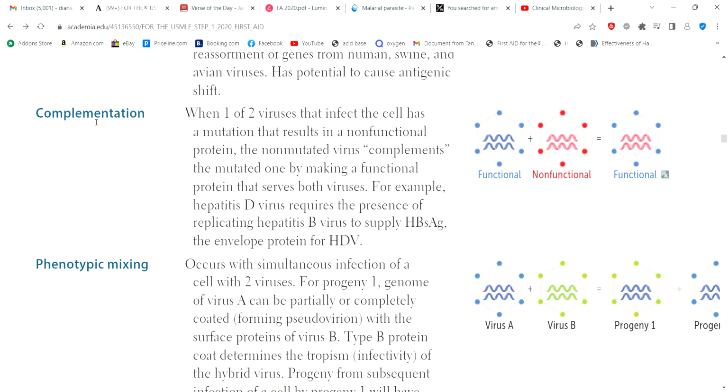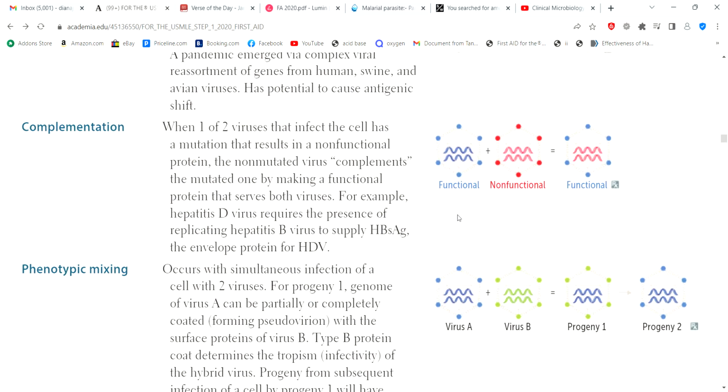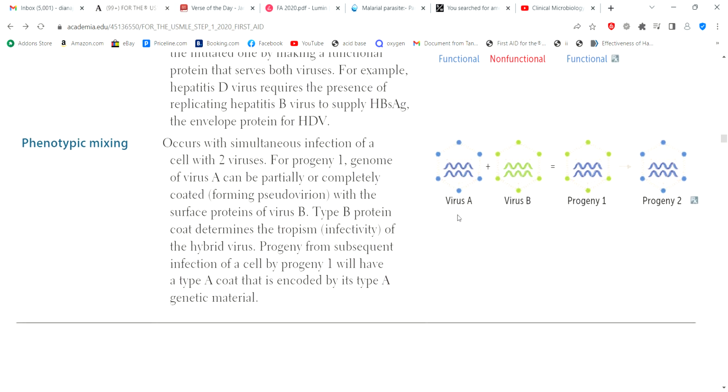Next we have phenotype mixing. Phenotype mixing occurs with simultaneous infection of a cell with two viruses.